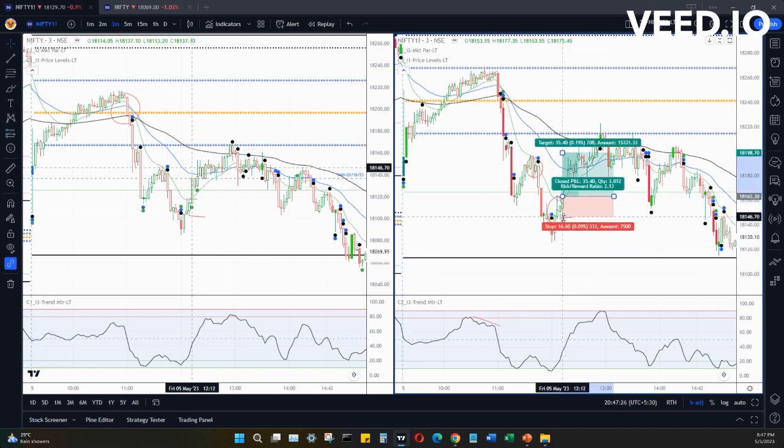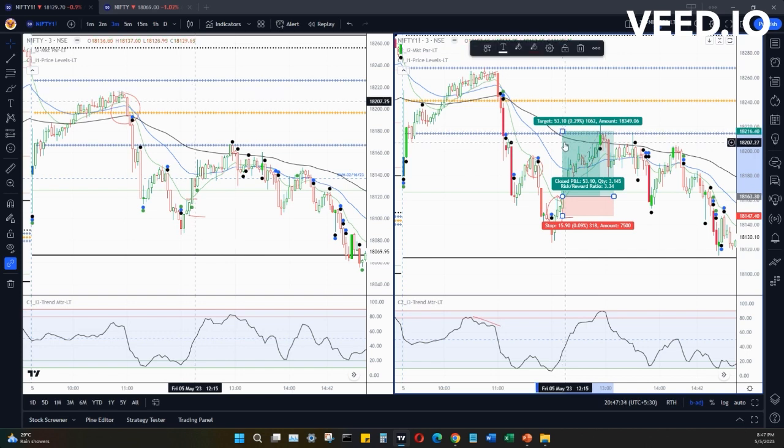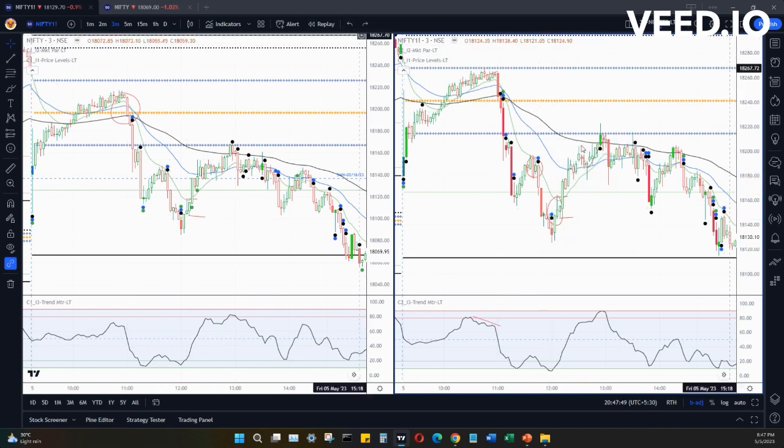Okay, so look at it. The risk was 15 points, and the reward was about 53, 55 points or so. So it's about a 1:3 ratio. So it's another beautiful setup, easy trade. A 1:3 ratio is what you got out of this particular trade.